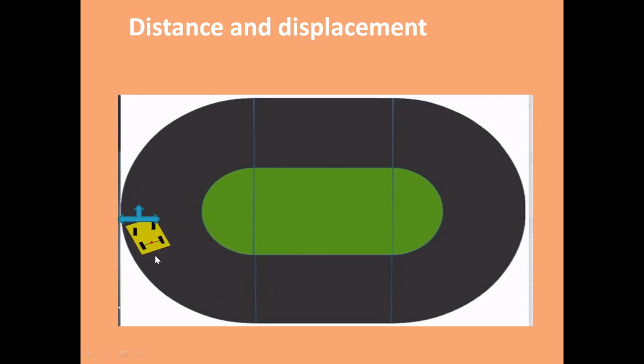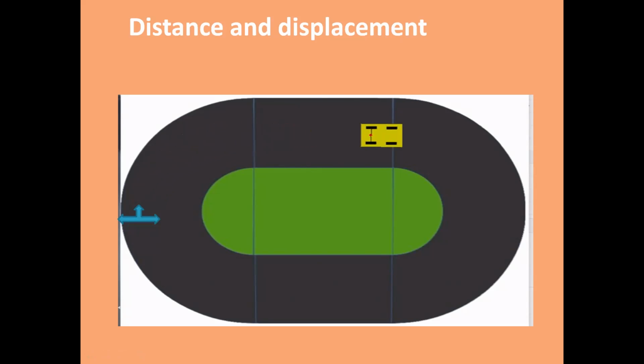Suppose the object stops here. At the first point, before starting the race, the object was here, and after the round the object is in the same position. So in this case, the object has completed one round, that is 500 meters. That is called the distance traveled. But for displacement, the initial position, the starting position, and the ending position of the object are the same. So the displacement is 0.